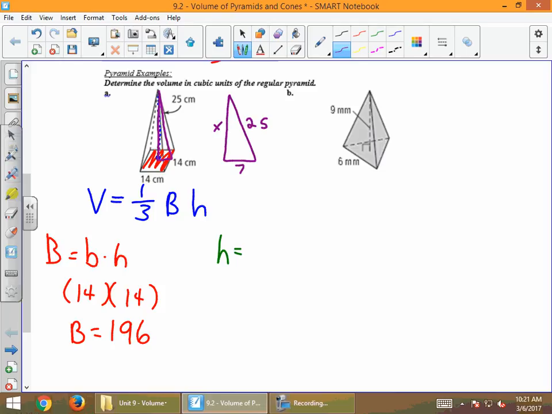Somebody already said it. We create a right triangle because anytime you have a line coming straight down in the middle, it always forms a right angle. So is there a way to find this height? How can we find this unknown in this triangle?